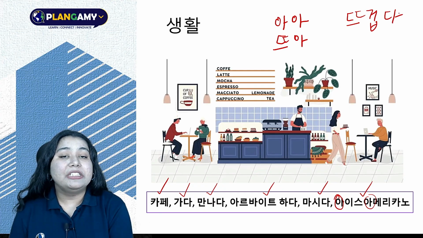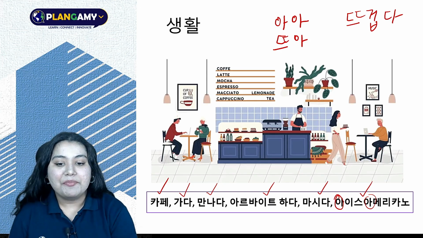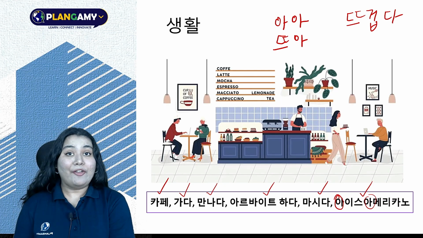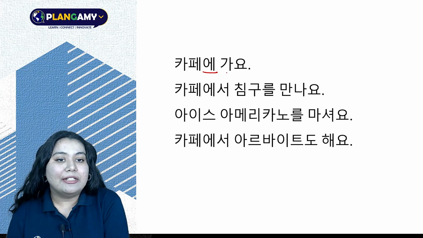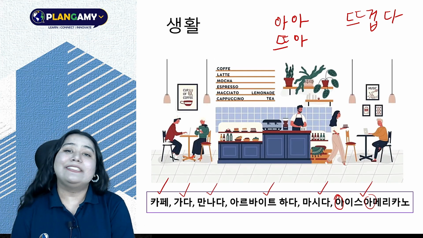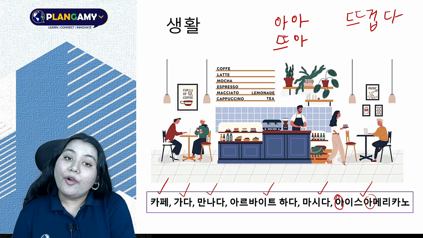뜨겁다. It means to be hot. So let's start. 카페 가다. 카페에 가요. Go to the cafe. Then 만나다. Meet somebody. Let's say a friend. 친구를 만나요. I meet my friend.